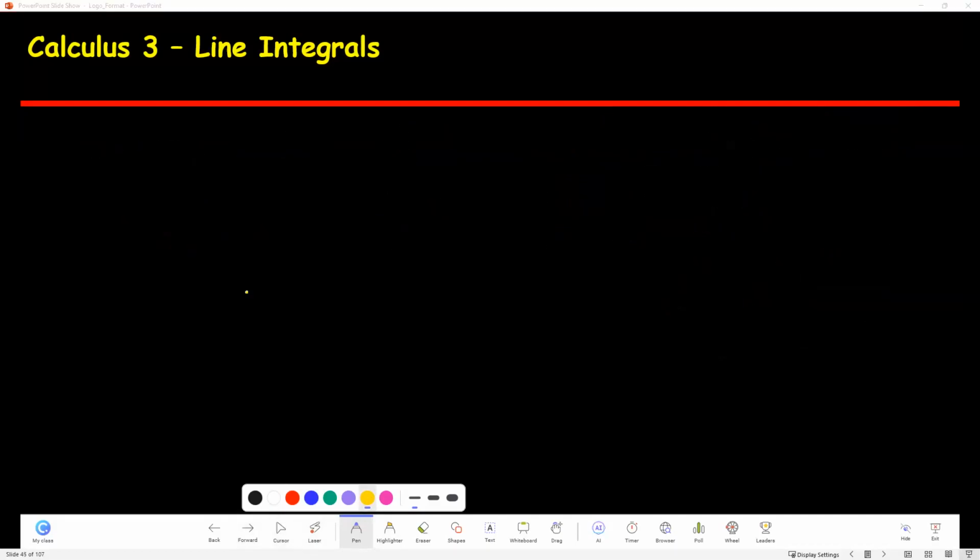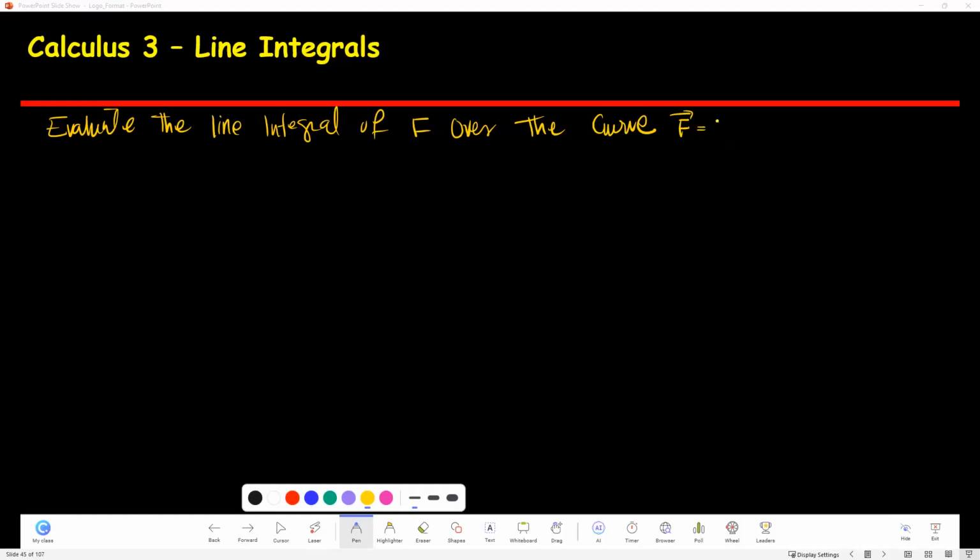Let's take a look at examples, how we can calculate this. Evaluate the line integral of f over the curve C, where my curve C is y equals 2x squared from 0, 0 to 2, 8.